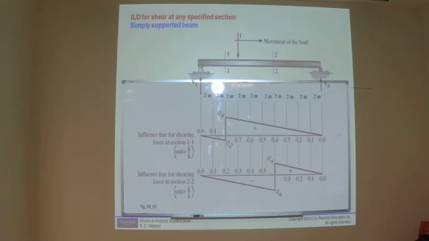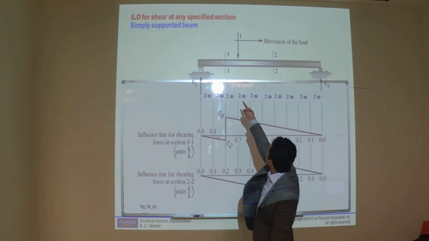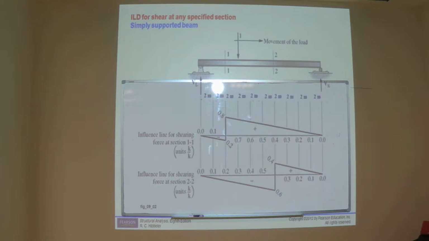Okay, do you understand this diagram? Yes. Then no need to explain in English the shear force. This is the ILD for shear force at a specified point, and that point is this one. So what are these? It is the influence line diagram. For example, this one is the influence line diagram for section 1-1, the first one. And this diagram is the influence line diagram for section 2-2.